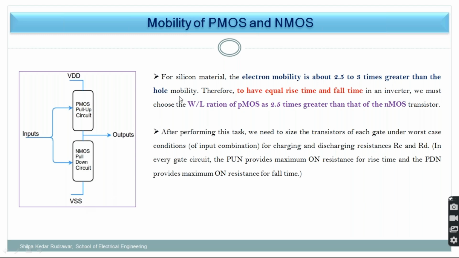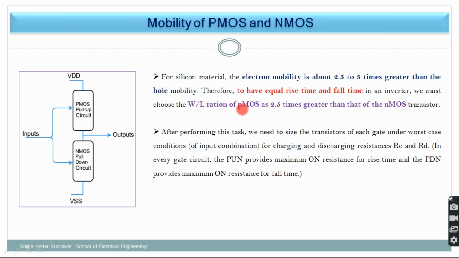Now I'm just reading this. Try to understand this very effectively and be attentive. For silicon material, because silicon is used for manufacturing the devices, the electron mobility is about 2.5 to 3 times greater than the mobility of holes. So in here you have holes, but here you have electrons, so the mobility of electrons is more as compared to the mobility of holes. Therefore, why do you require transistor sizing? To equalize the charging and discharging of the capacitor. So to have equal rise and fall time, what do you need to do?